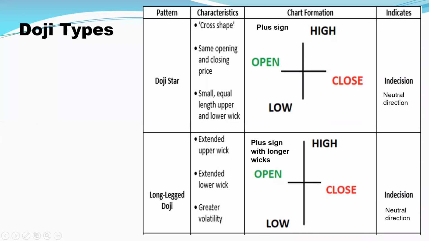Indecisive. Long legged. Now इसका leg छोटा था, इसका leg बहुत बड़ा है. You can see the wicks long. That is why it is called as long legged. Ultimately both are indecisive only. Opened here, went up, went down, went up, went down whole day and finally closed at the same level.